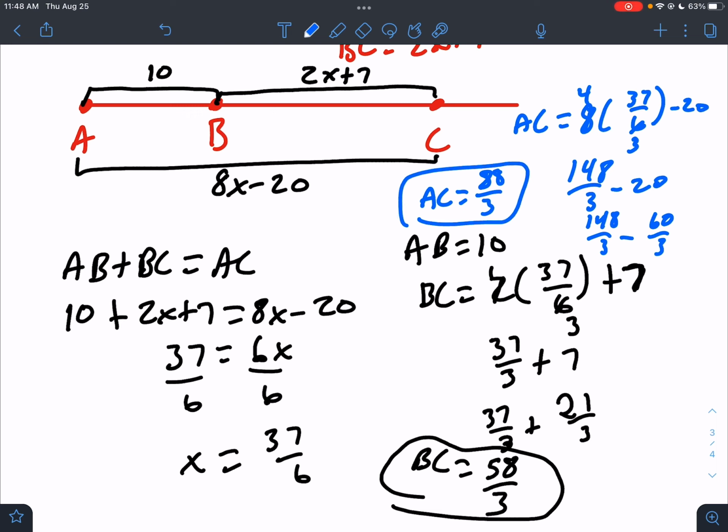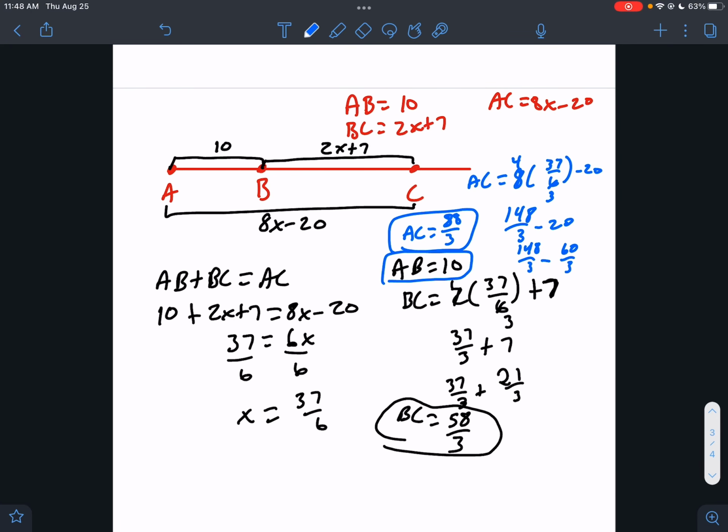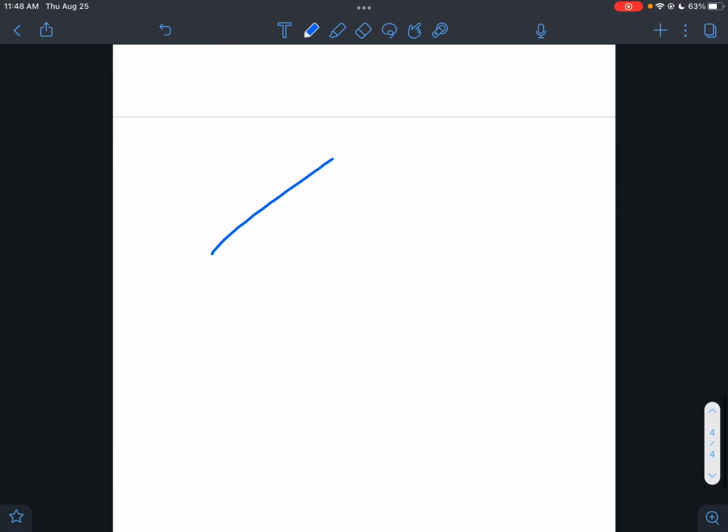Again, you can just type those in your calculator if you need to. But that would be your 3 answers. AB equals 10, BC equals 58 thirds, and AC equals 88 thirds. Boom. Love it. A similar situation with angles.